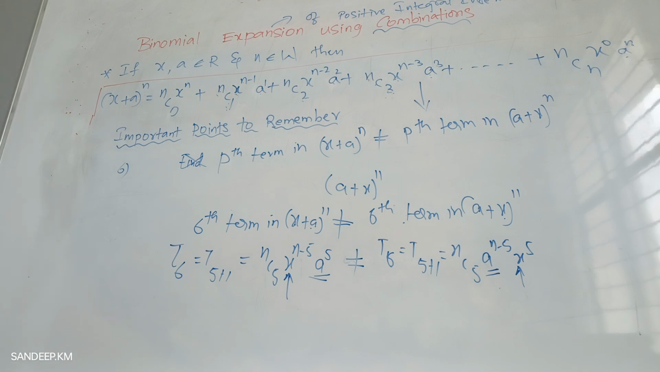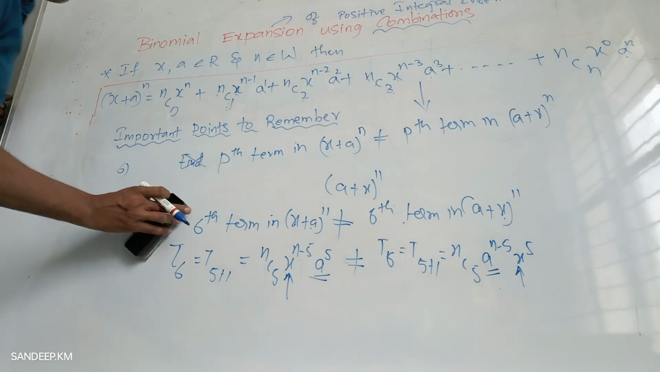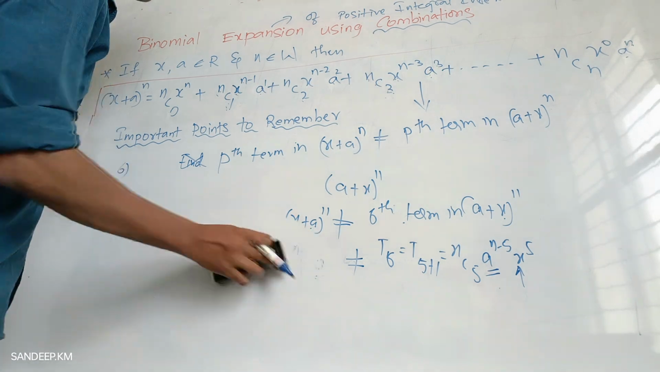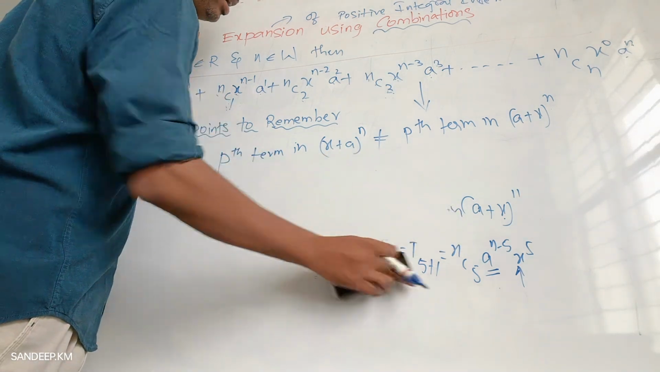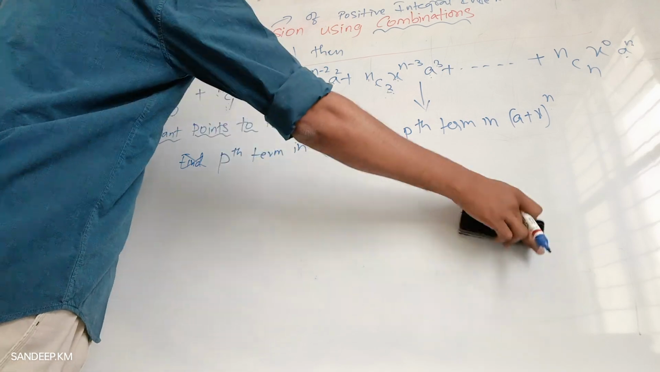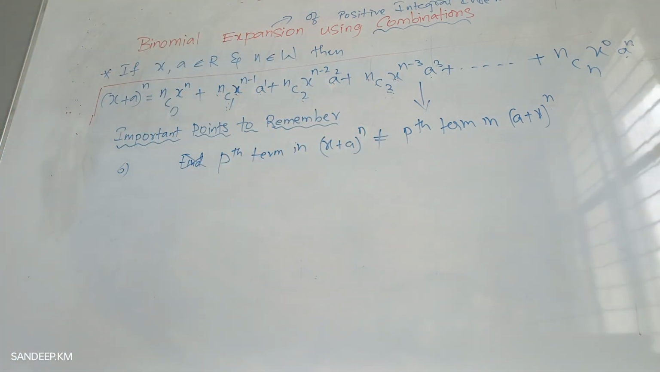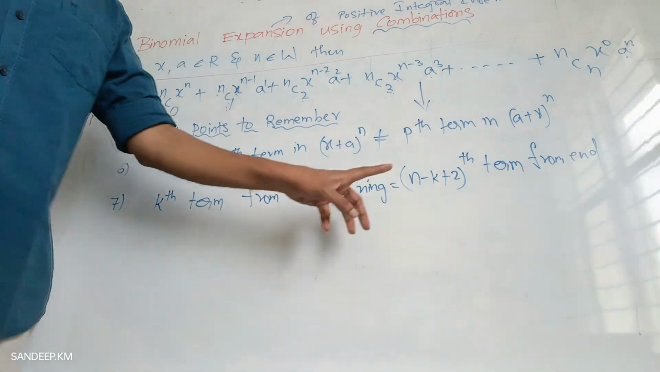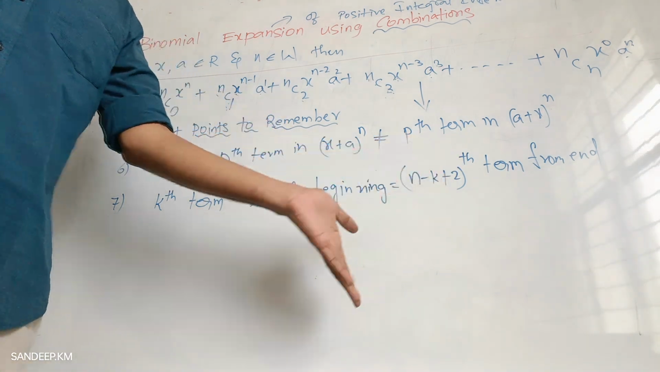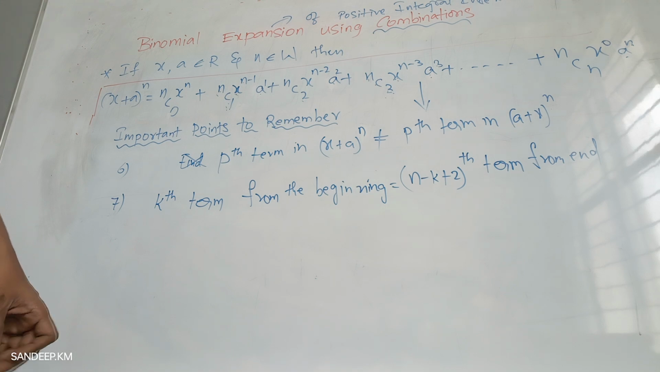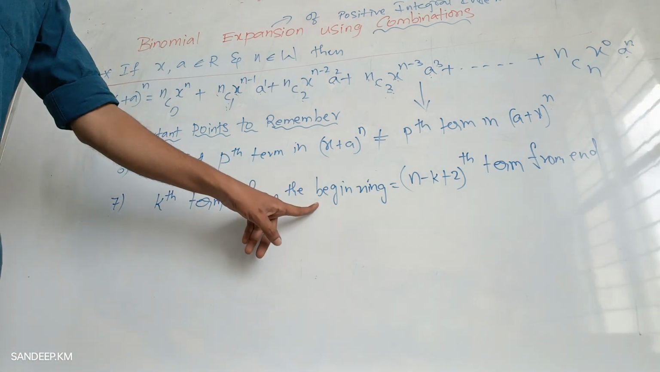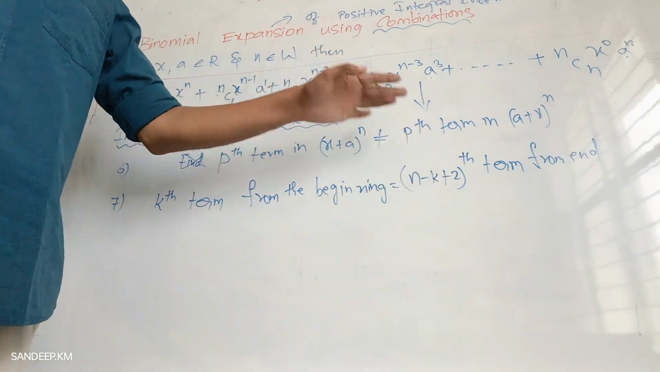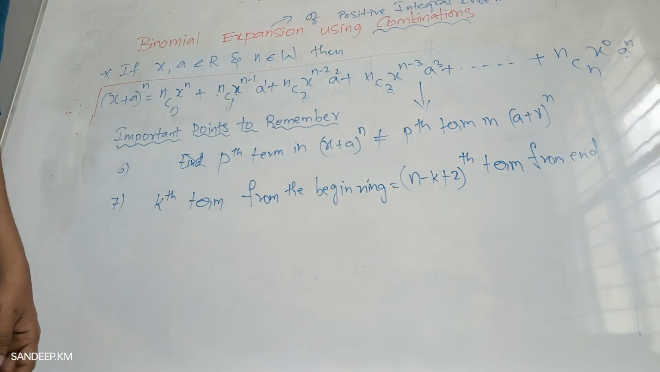Okay, next. Some of the problems will be like, find the 10th term from the end, find the 11th term from the end, find the 12th term from the end. In the expansion they will ask like this, correct or not? So what is it, dear students? There is a formula like this. The kth term from the beginning is the same as the (n - k + 2)th term from the end. Or you can also say the reverse, the kth term from the end is the same as the (n - k + 2)th term from the beginning. You can interchange those words.